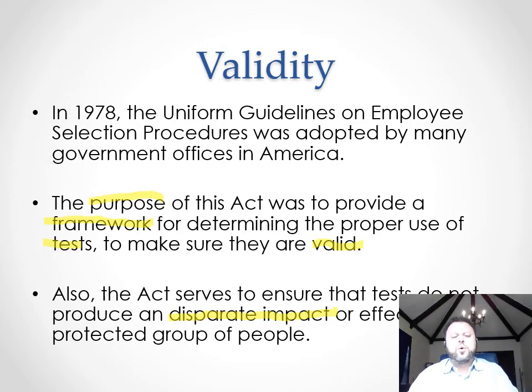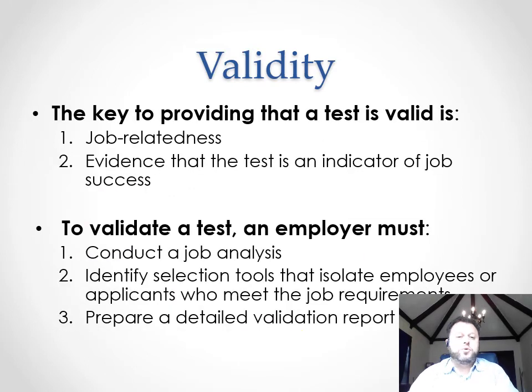So how do we know if a test tests what it's supposed to test? Well, number one, is it related to the job? If I give you a strength test for a research job, that's not related. If I give you a research test for a strength job, like planting trees, that's not related. So it has to be related to the job. And then second, we need evidence. We need evidence that this test is an indicator.